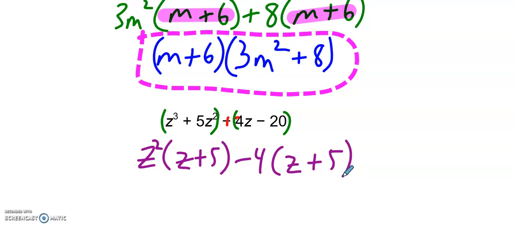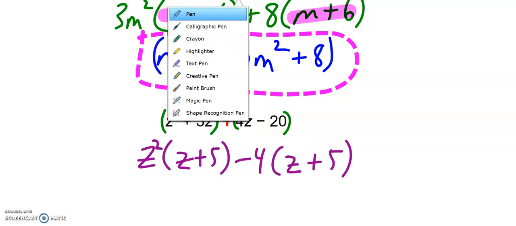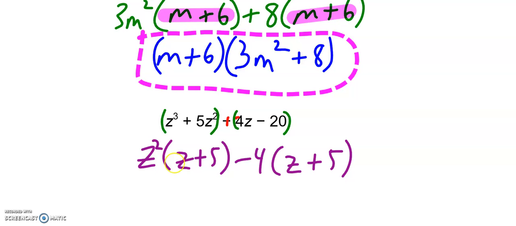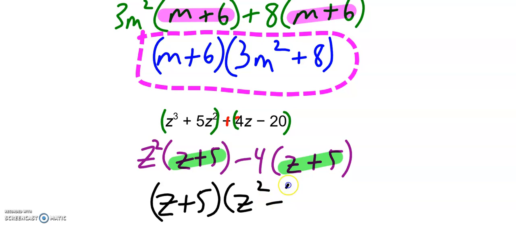Now, just to double check, you can always think about, well, what would I get if I distributed, right? So negative 4 times z is negative 4z, and negative 4 times 5 is negative 20. So I know I've done that correctly. I can also see that these are the same. So that just confirms that the factoring by grouping worked and I did it correctly. Now z plus 5 is one of my factors, and then z squared minus 4 is my other factor.